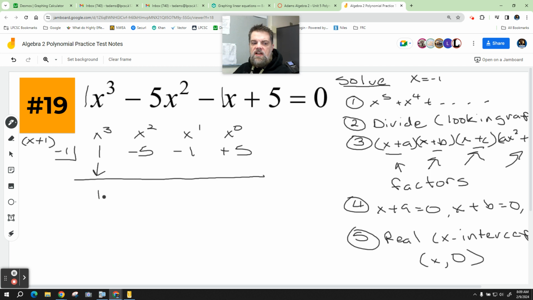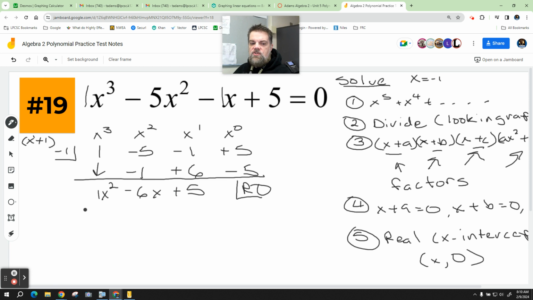Negative 1 times 1 equals negative 1. When I add these up, I get negative 6. Negative 1 times negative 6 is a positive 6. 6 minus 1 is a positive 5. When I multiply 5 by negative 1, I get negative 5. I have a remainder of 0. Remember, because we're dividing by x to the 1 over here, this drops down a power. So this is like x squared minus 6x plus 5.